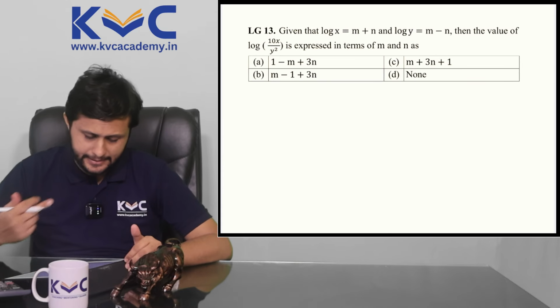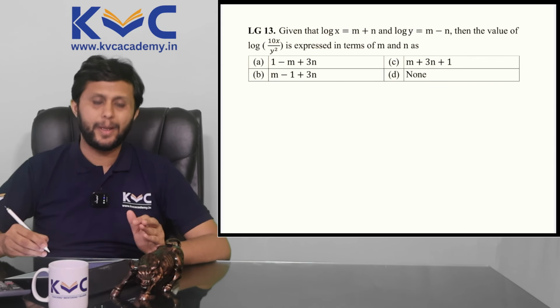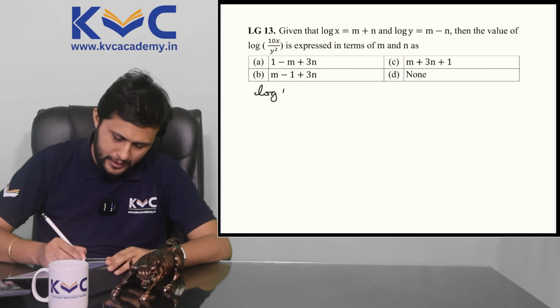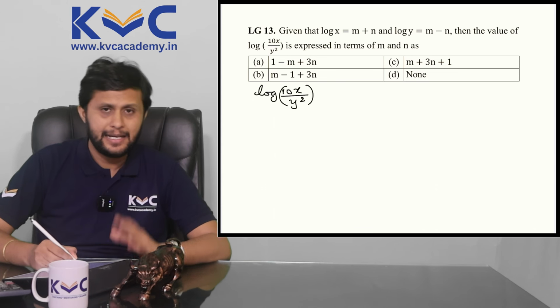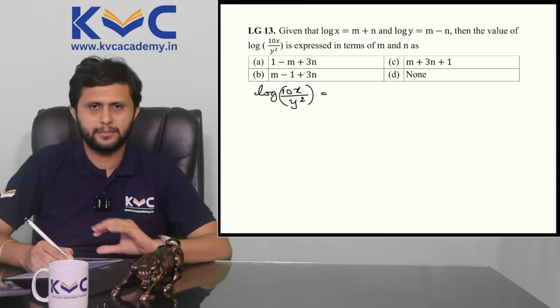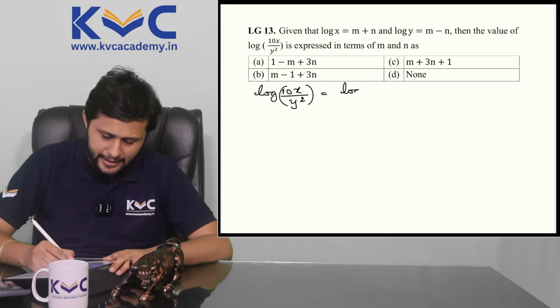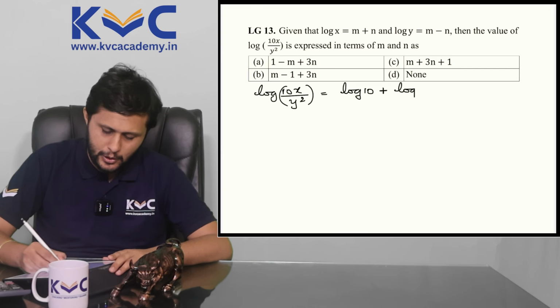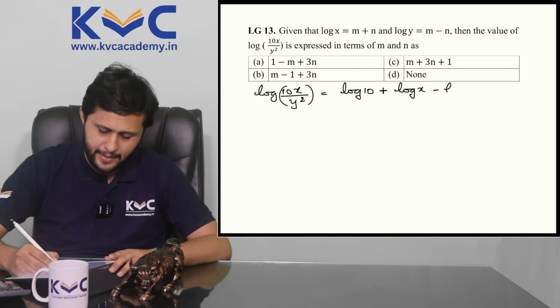Question number 13. Log x is given as m plus n. Log y is given as m minus n. Then the value of log of 10x by y square. Let me just expand it first without even looking into other information. Log 10x, so I can write it as log 10 plus log x. That became log 10x. Divided by, so minus log y square.